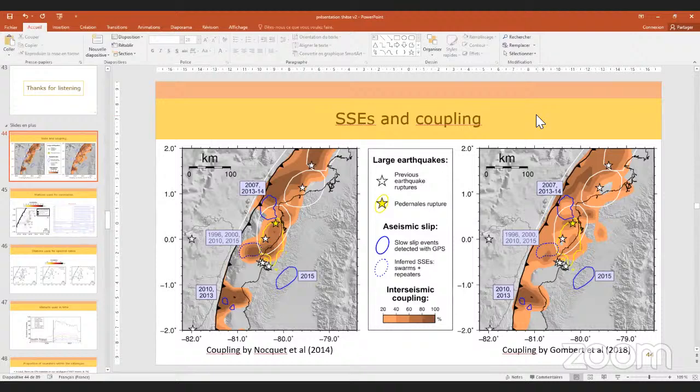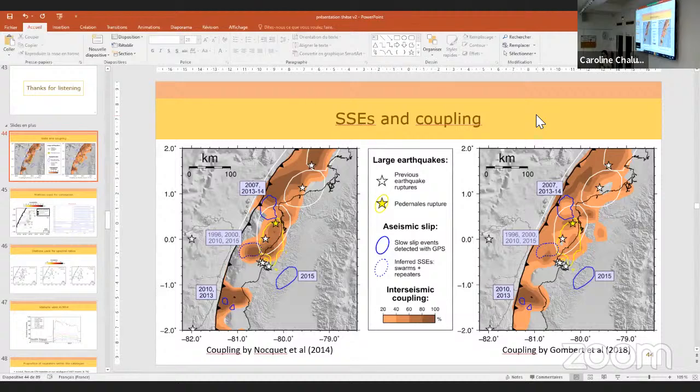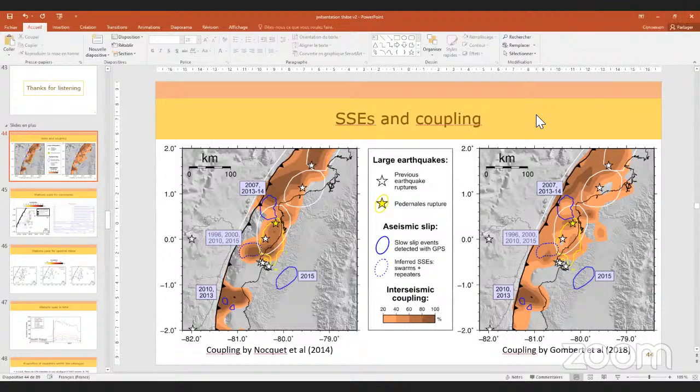So for how long was the period of time where the GPS was, no, for the coupling, for the interseismic coupling by Noke? Do you remember, Caroline, for how long it was? No, I don't remember over how long Noke looked at the coupling. Okay. Well, I mean, still, okay.